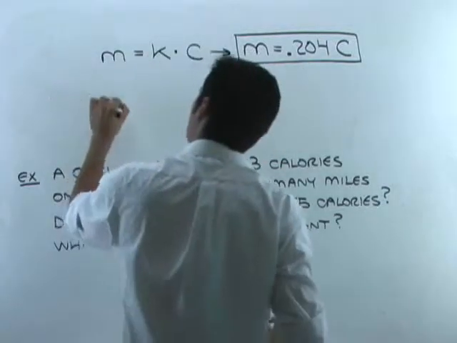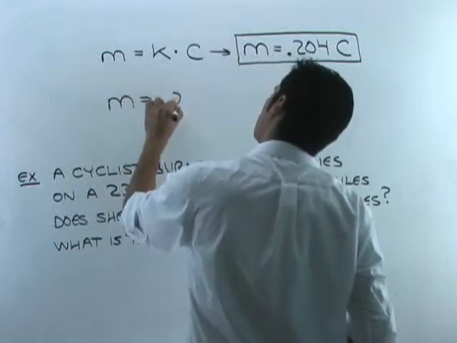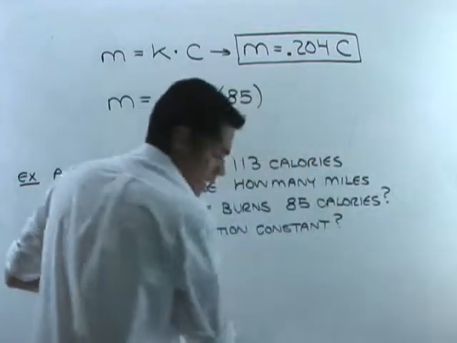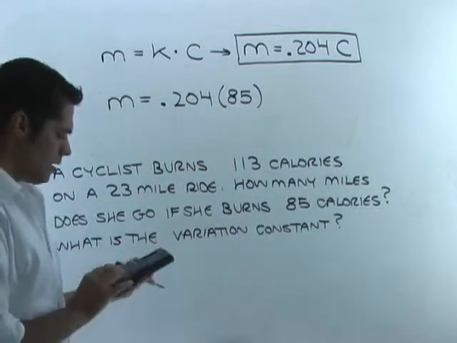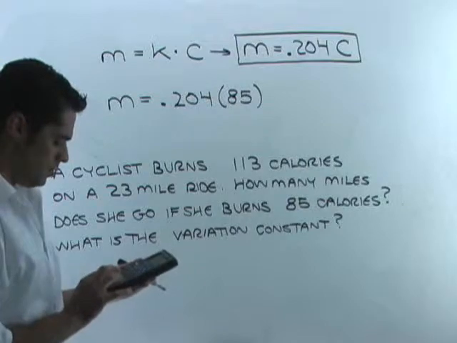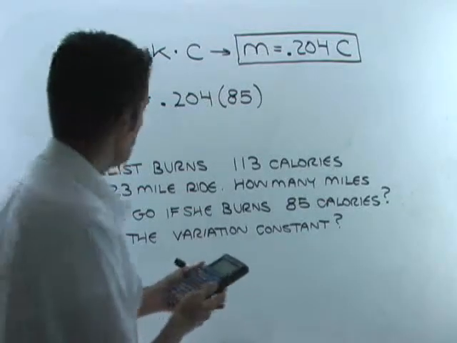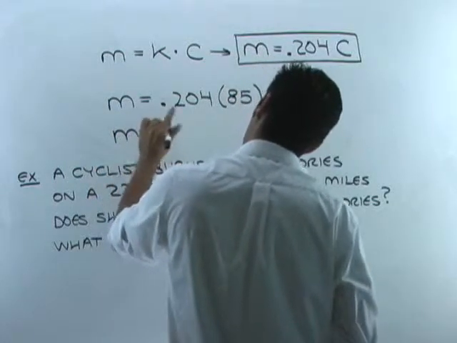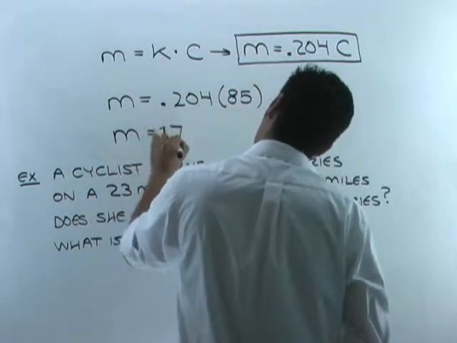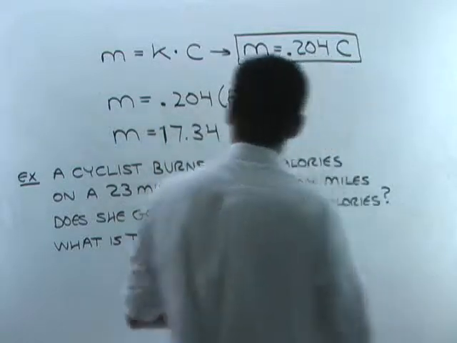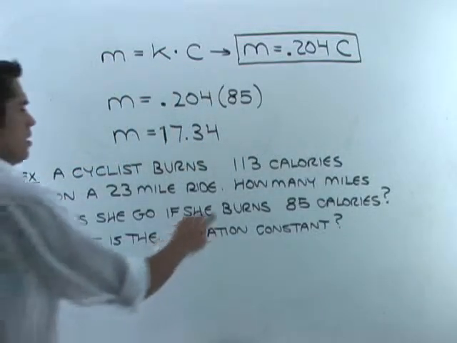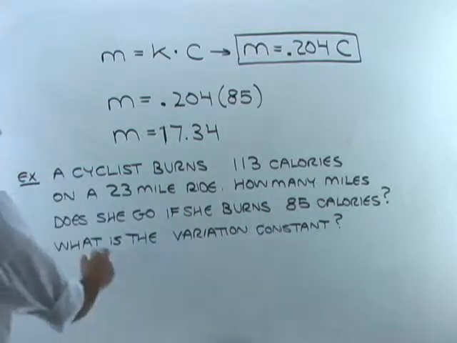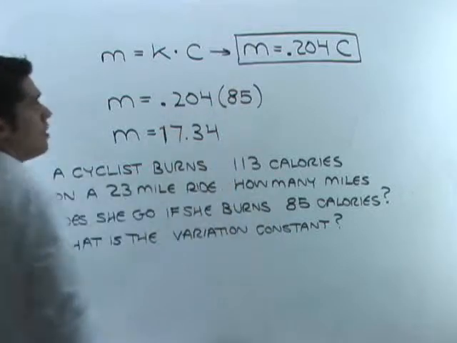So I get that the miles she goes will be equal to 0.204 times 85. And again, I will get my calculator. 85 times 0.204, and I get 17.34 miles. So we've answered both questions. On a 17.34 mile ride, she'll burn 85 calories, and the variation constant was 0.204.